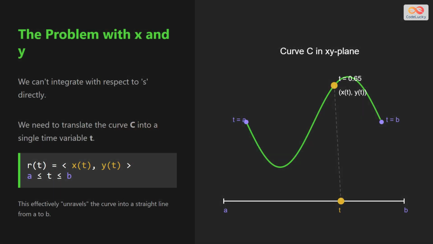The challenge is that we cannot integrate with respect to arc length directly. We need a common variable. We use parameterization to describe our curve, x and y, in terms of a single variable, usually t. This transforms our winding path into a straight interval from time a to time b.